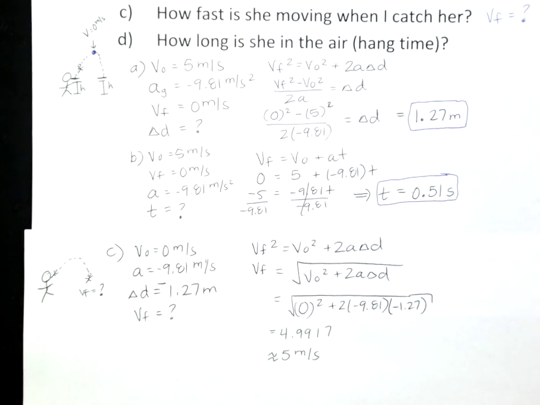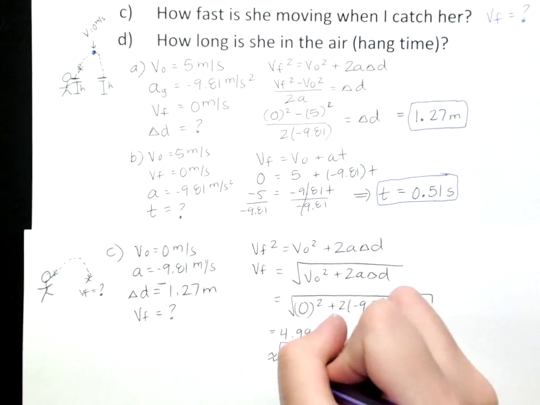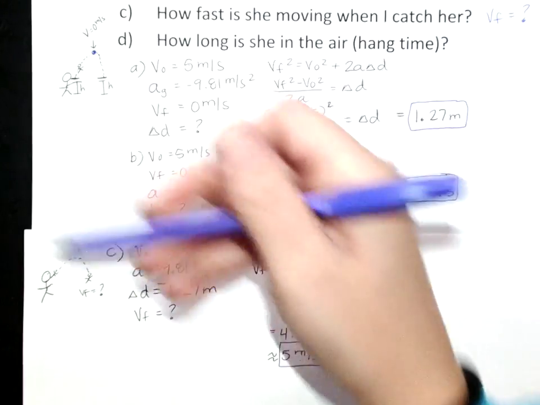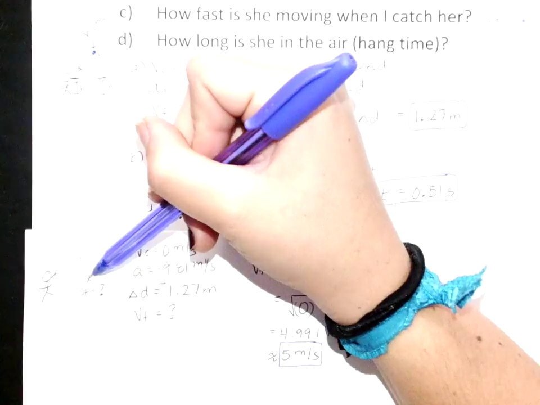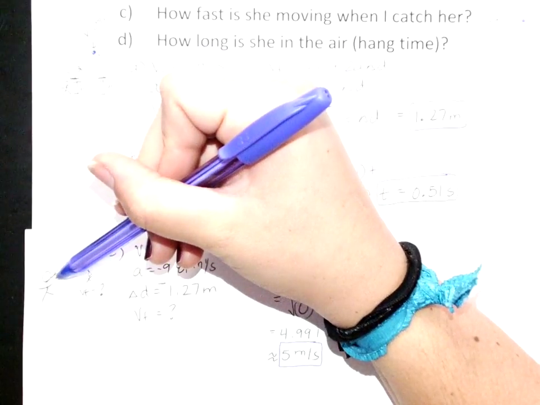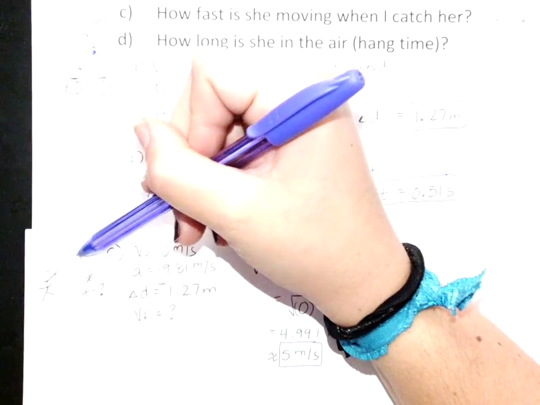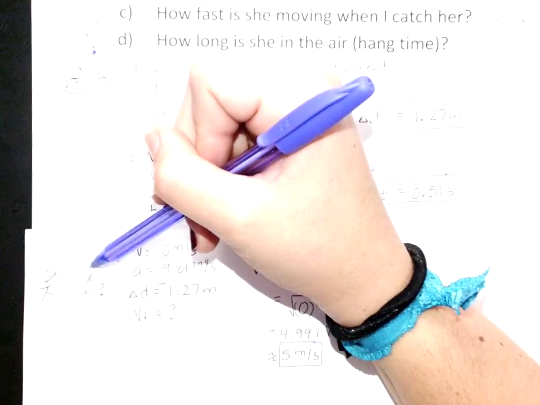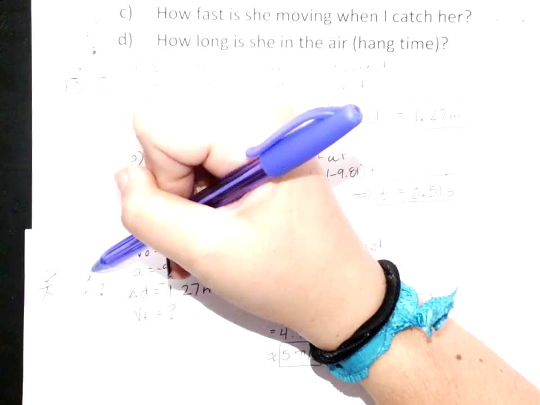So we can see that Barbie's V final at the end of her trajectory is the same as her V initial when we first threw her up. So she may be losing speed on the way up, but she's gaining that same amount of speed on the way back down in her path.